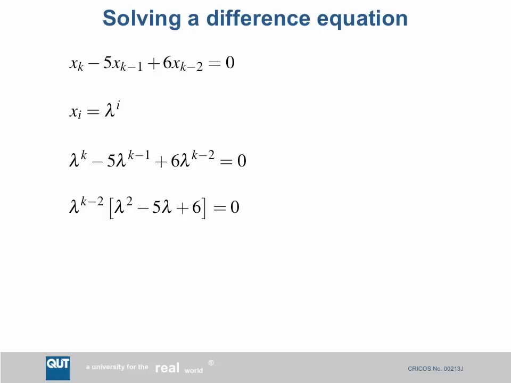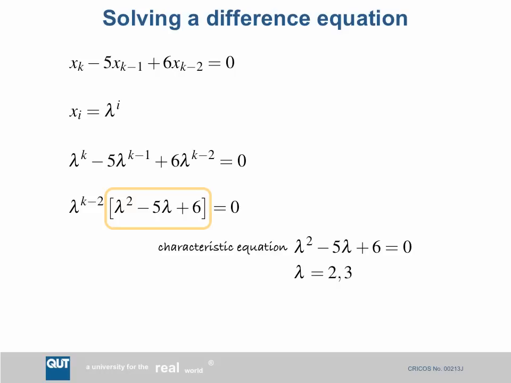If lambda is less than 1, then as I raise it to higher powers of k, it's going to get smaller and smaller. And when k equals infinity, it's going to be equal to 0. But that's a hard road to getting this equation equal to 0. A much quicker way is for this equation here, the characteristic equation, to be equal to 0. This is a quadratic, and we solve it, and we have the solutions lambda equals 2 or lambda equals 3.